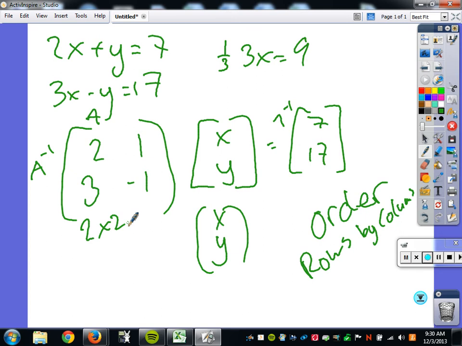So how many rows and how many columns do I have here? 1 column and 2 rows, so this would be a 2 by 1, right? Does everybody understand that? What's the order of my solution? 2 by 1.